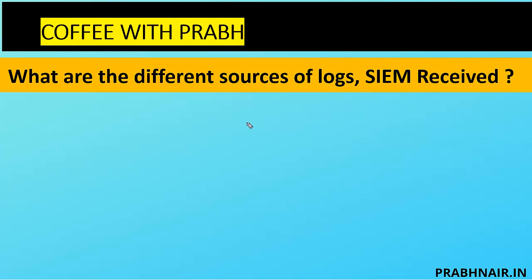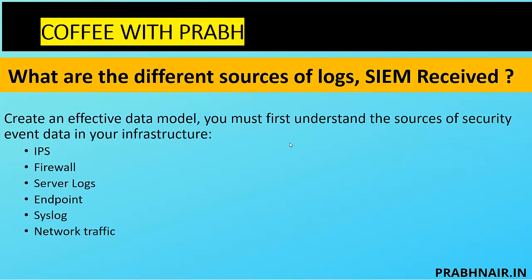So, if you're looking for good security in the organization, it is very important to have monitoring in place and proper visibility. Proper visibility is basically achieved by collecting different kinds of log parameters. Is it clear? So in order to create an effective data model, you must first understand the source of security event data in your infrastructure.